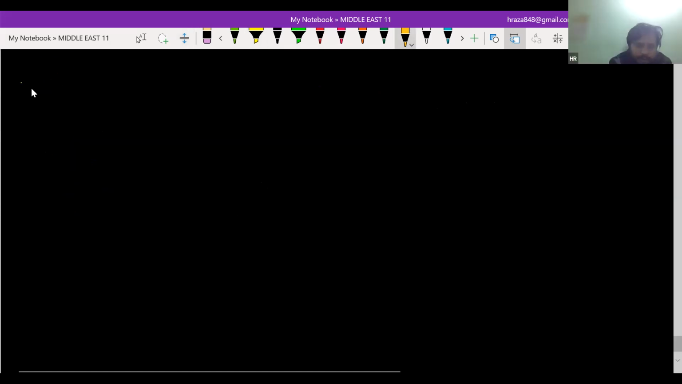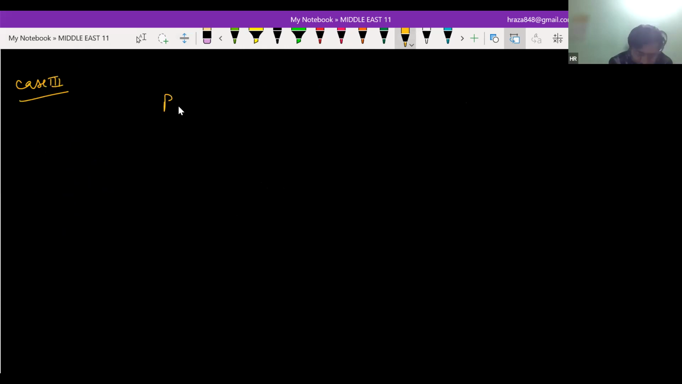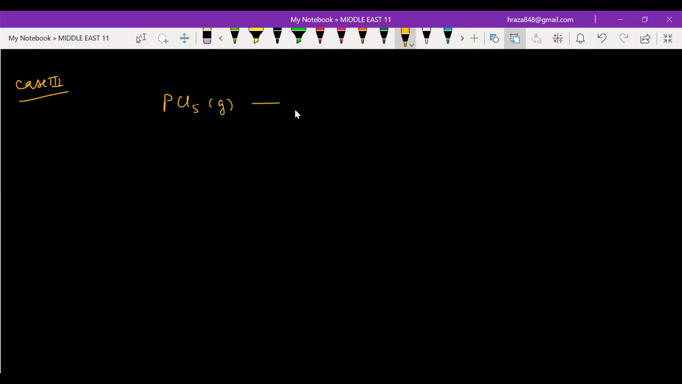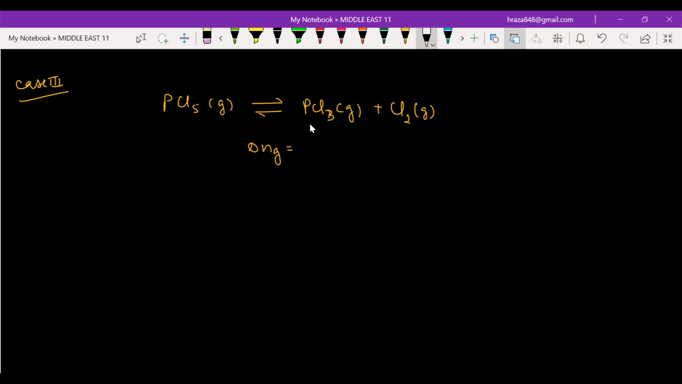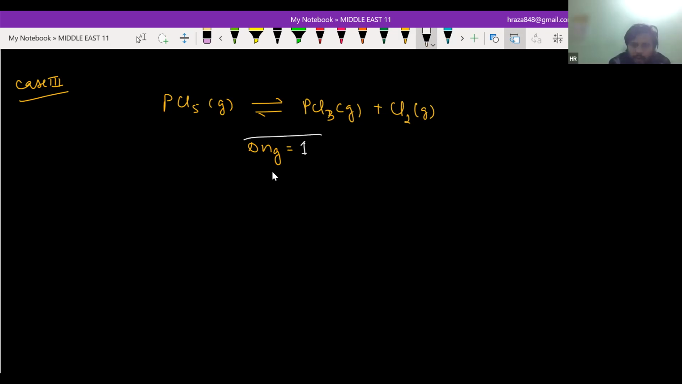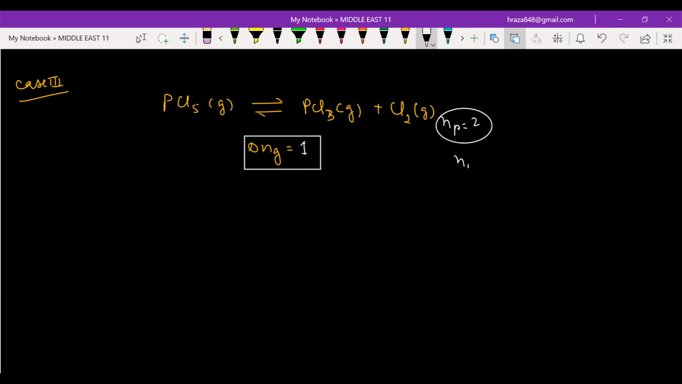Moving to case 3. Fawaz, you tell me: PCl5 in gaseous state, I'm going to give PCl3 in gaseous state. What is the value of delta Ng here? Sir, 1. Because the number of moles of gaseous product will be 2, and the number of moles of gaseous reactant will be 1. 2 minus 1 will be 1.